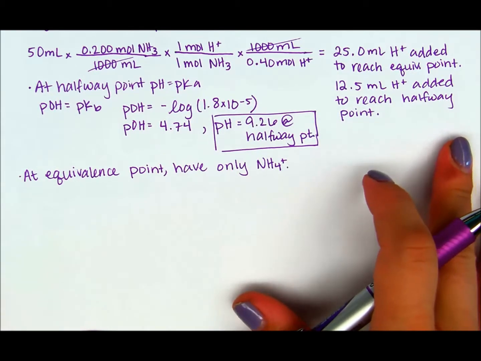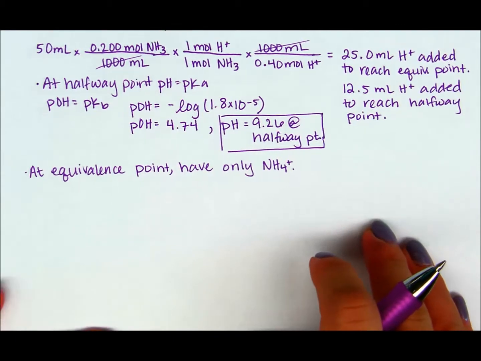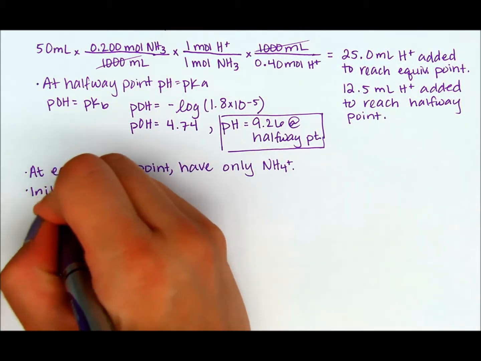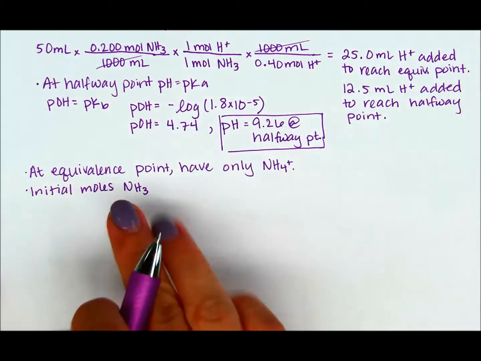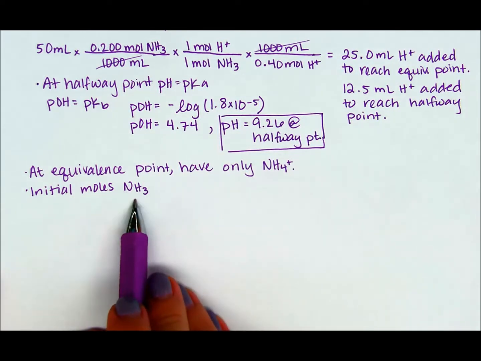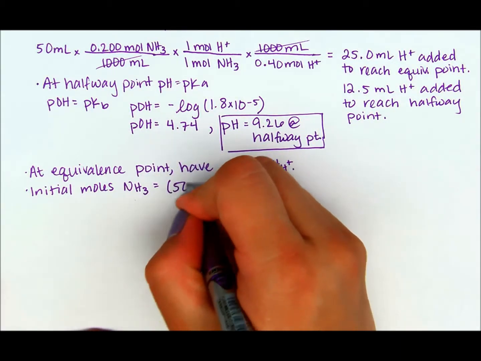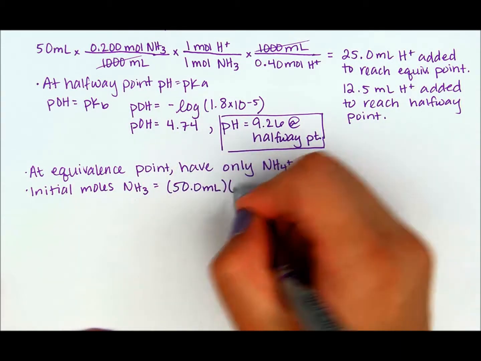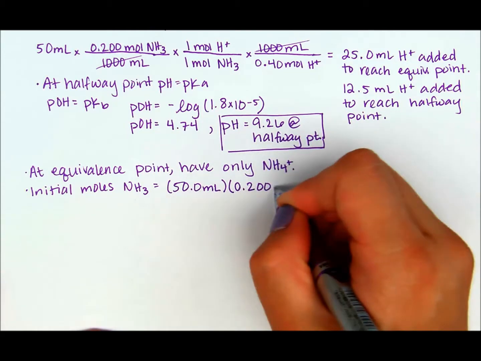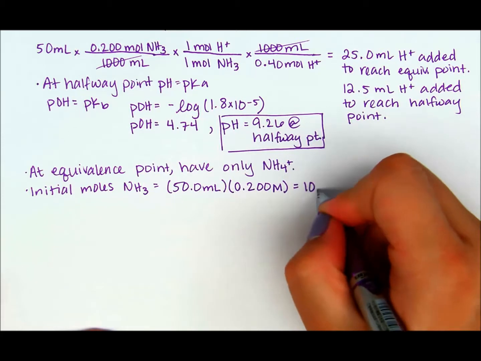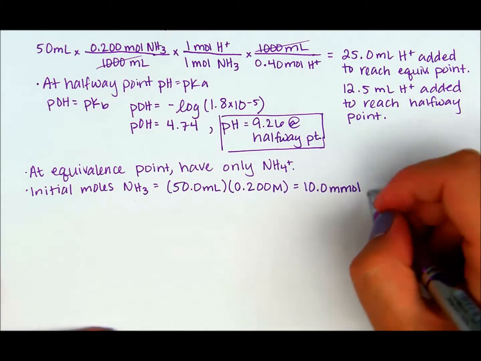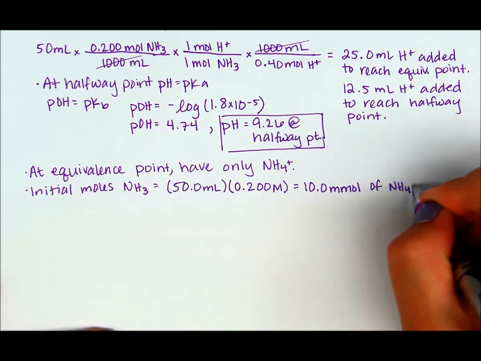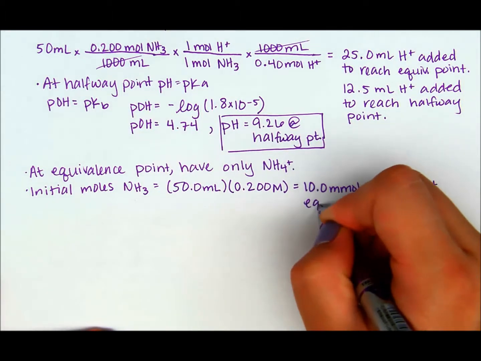So I'm going to go ahead and figure out the initial moles that I have of my NH4+. And we're going to calculate that from our initial moles of NH3, because if all the moles of NH3 react, we have exactly the same number of moles of NH4+. So we added 50.0 milliliters at 0.200 molar. When you calculate this, you should get 10 millimoles of NH4+ at the equivalence point.